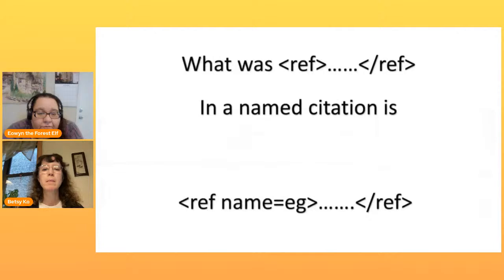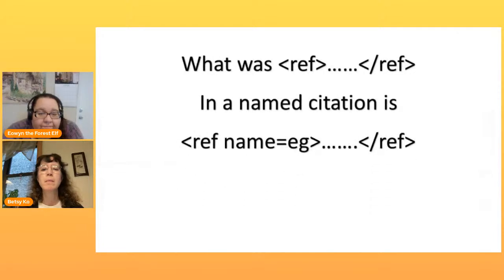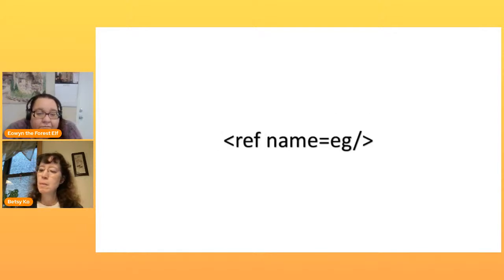So in summary, what was ref, citation, closing ref in a named citation is ref name equals, give it a name, citation, and a closing tag. When you want to refer to that same source within the same bio, just type ref name equals, e.g., and the name, followed by a slash.